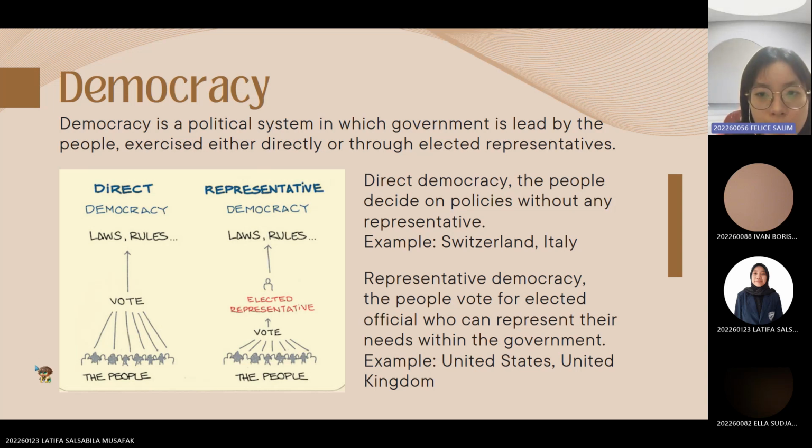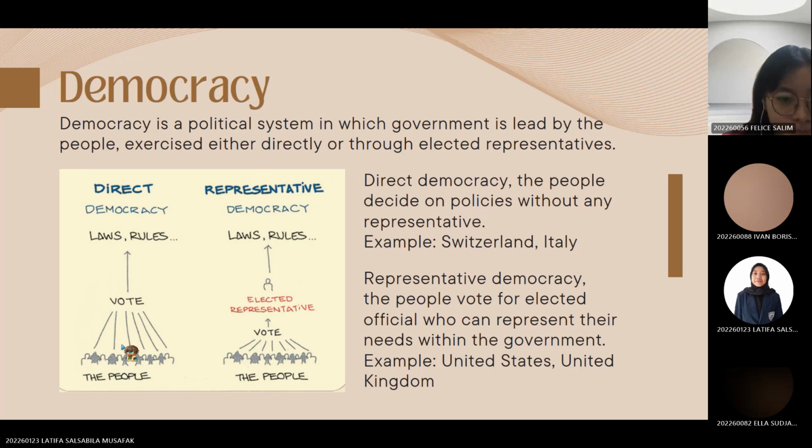And then for the representative democracy, the people vote for elected officials who can represent their voice, their needs within the government. Because direct democracy doesn't have any third parties or intermediaries, it can be more transparent, but it's kind of less efficient than the representative democracy. And because the representative democracy has third parties and intermediaries, it can be more efficient, but then it's kind of less transparent.